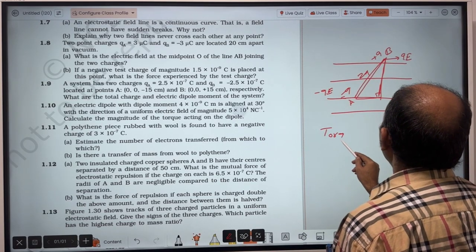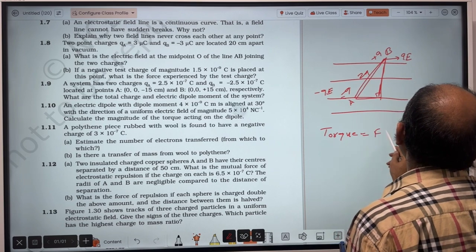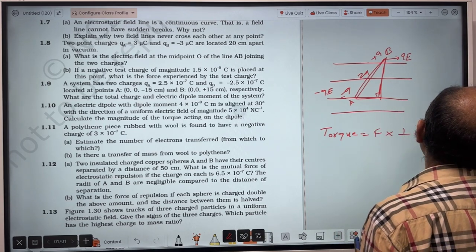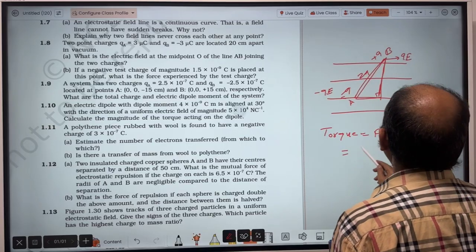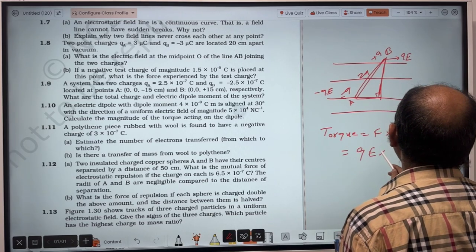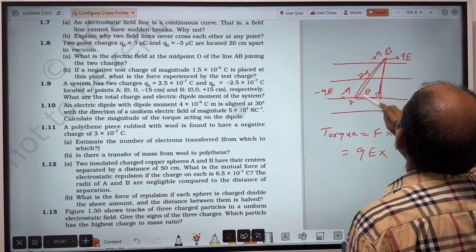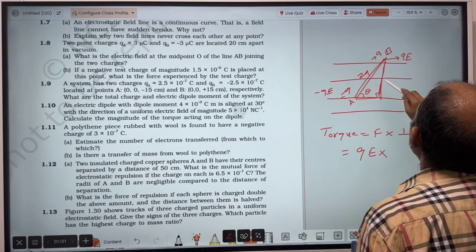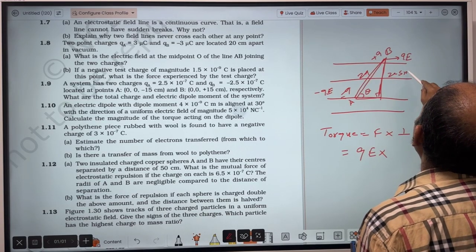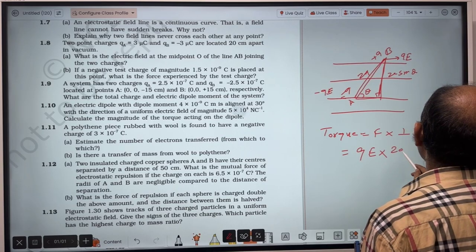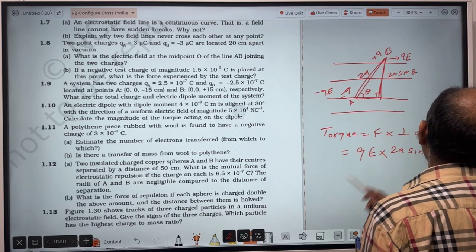Torque is given by force into perpendicular distance. So here what is the force? Force is QE into the perpendicular distance. If this angle is theta, this distance is needed, so this will be 2a sine theta. So here you can write 2a sine theta.